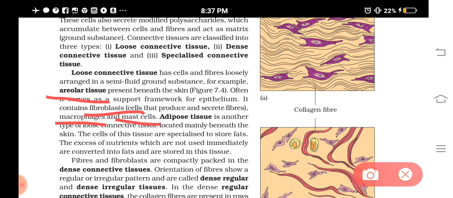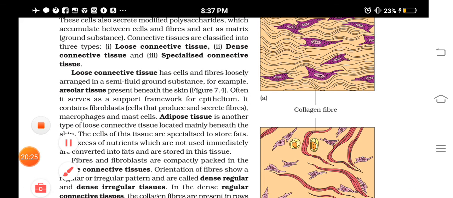And then another kind of loose connective tissue is the adipose tissue. This adipose tissue is also a kind of loose connective tissue, and you can see them under the skin. Understood? And their main function is to store fat. That is, if we eat something, what will happen if it is not utilized immediately? Then it will be converted to fats, and that can be stored in the adipose tissues. Is it clear?